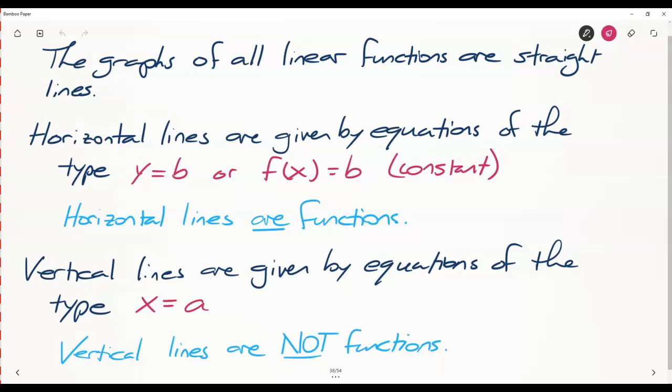Vertical lines are not functions. They are the only straight lines that are not functions. Horizontal lines, yes. Diagonal lines, absolutely. Vertical lines, never.